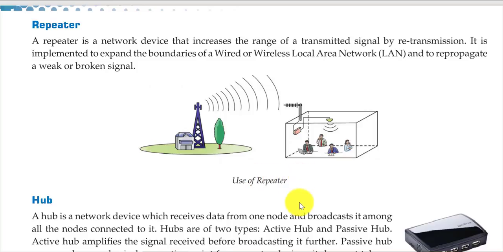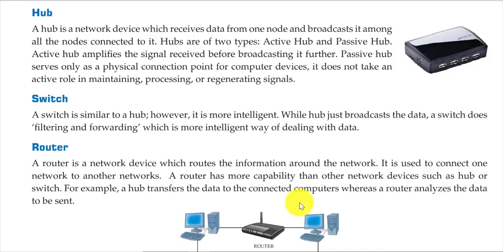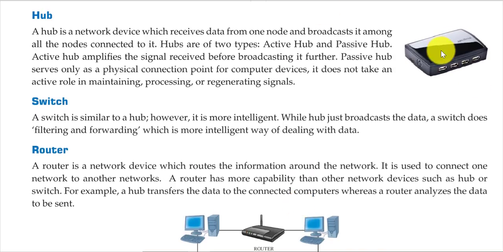Hub. A hub is a network device. This is a hub. A hub is a network device which receives data from one computer and broadcasts it among all the computers connected to it. Switch. A switch is similar to a hub, but it is more intelligent. Why? Because a hub just broadcasts the data, but a switch does filtering and forwarding of the data.